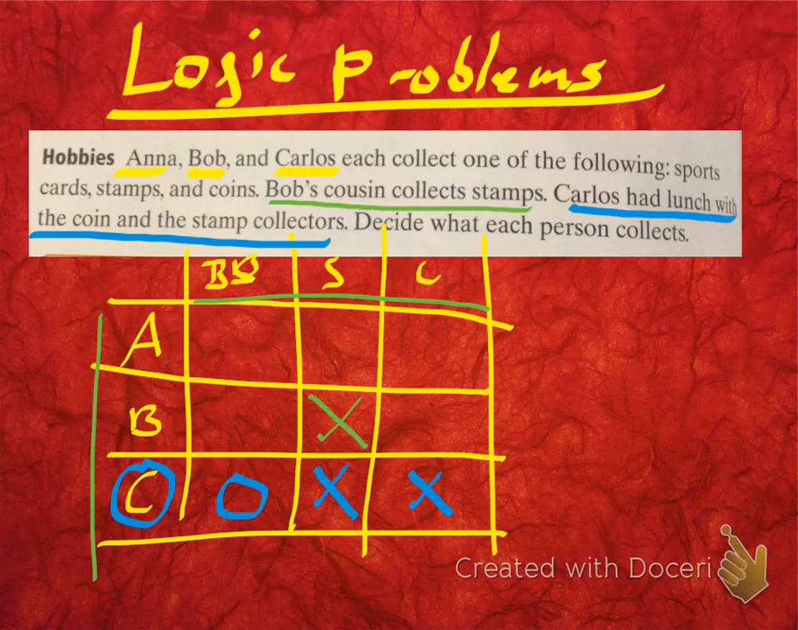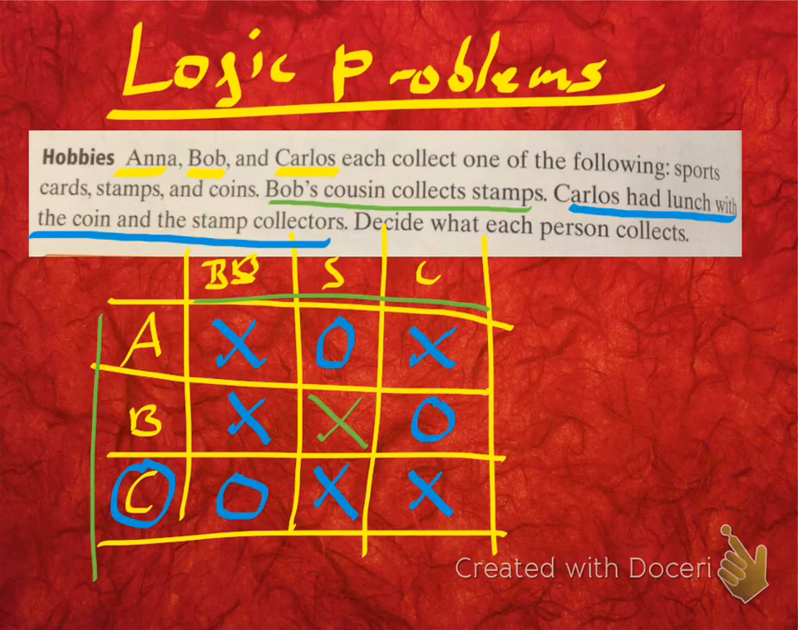Now, if Carlos collects the baseball cards, nobody else can, so we can cross out the rest of the baseball card column because we already know who collects those. All right, now, who collects the stamps? Well, I've eliminated both Bob and Carlos, so the only one left is Anna. So Anna has to be the one that collects the stamps, and we can cross out the rest of the row because we know what Anna collects. Finally, what does Bob collect? Well, we've already figured out who collects the baseball cards and the stamps, and the only space available is the coins, so Bob is the coin collector.